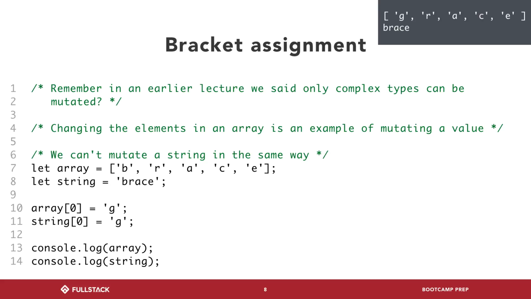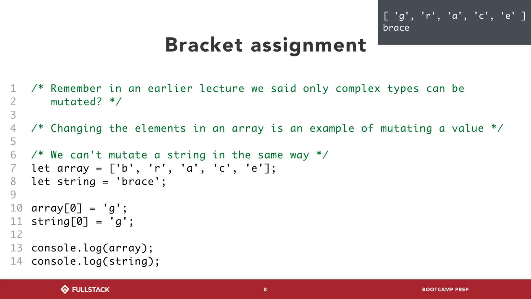So if I have this array here of 5 letters, and this string here with 5 letters, and I use the bracket notation to say, change the first to a lowercase g, and I do the same for the string, when I print it out, it will change for the array. It will not change for the string.